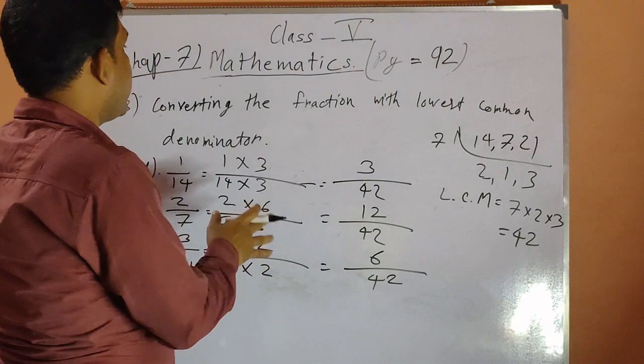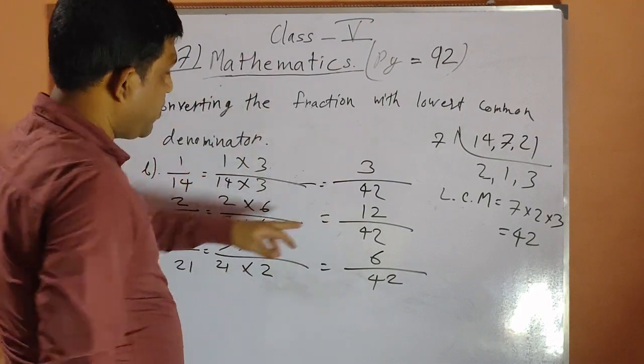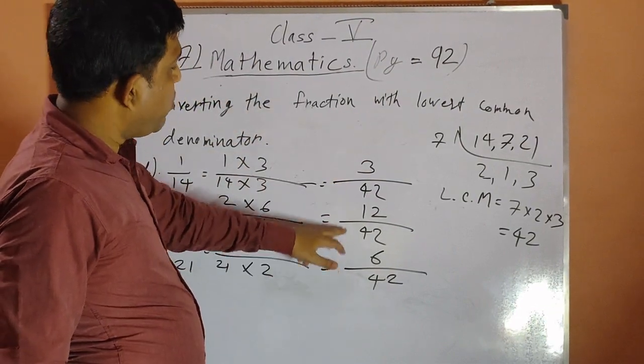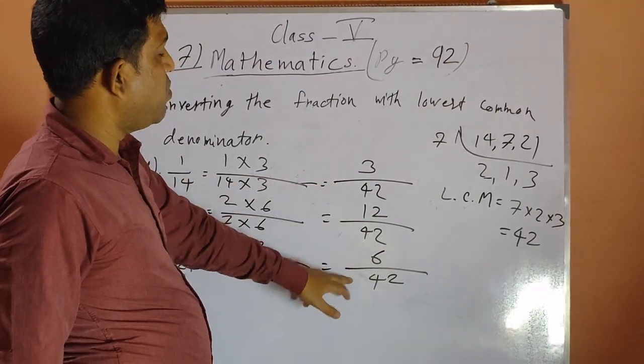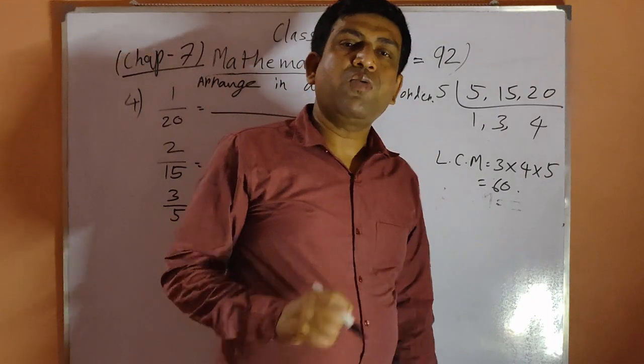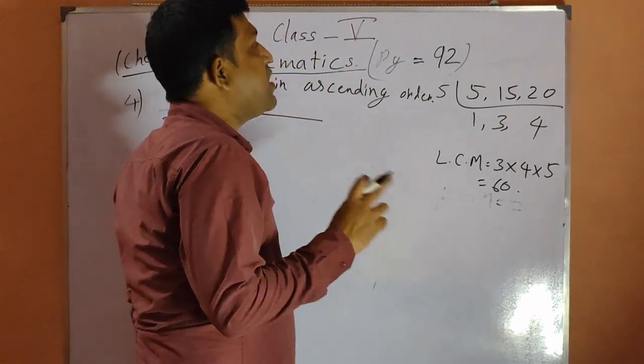From here you can get the comparative fraction lowest common multiples. You get all the common lowest denominators. That means 42 is the lowest common denominator. Now question number 4 of page number 92.